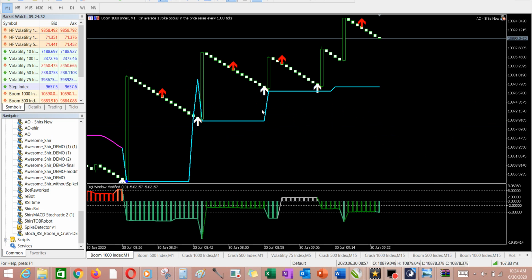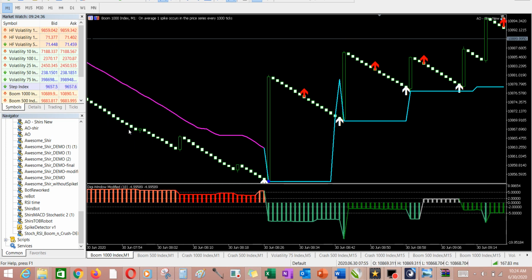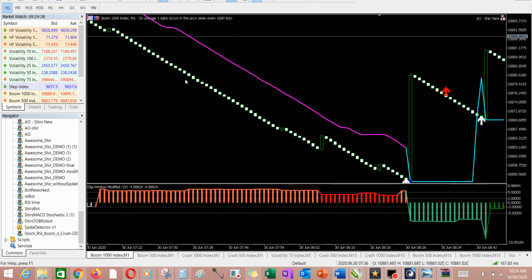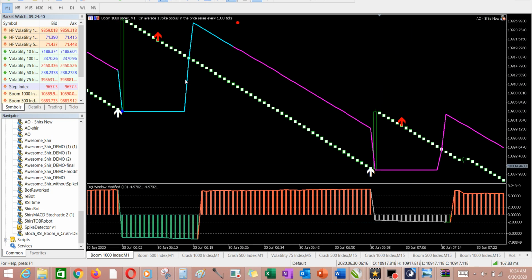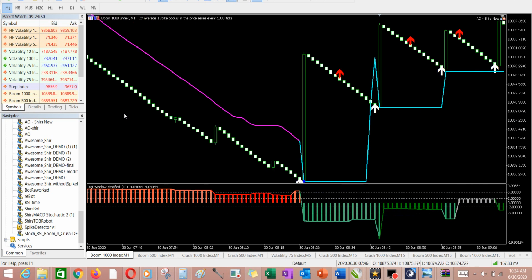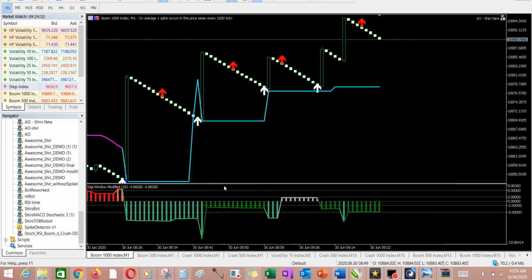This is the share trend again. You can see the light blue line and the magenta color line. Then you can see the red dot. The red dot signifies the beginning of a downtrend, while the dark blue dot signifies the beginning of an uptrend.